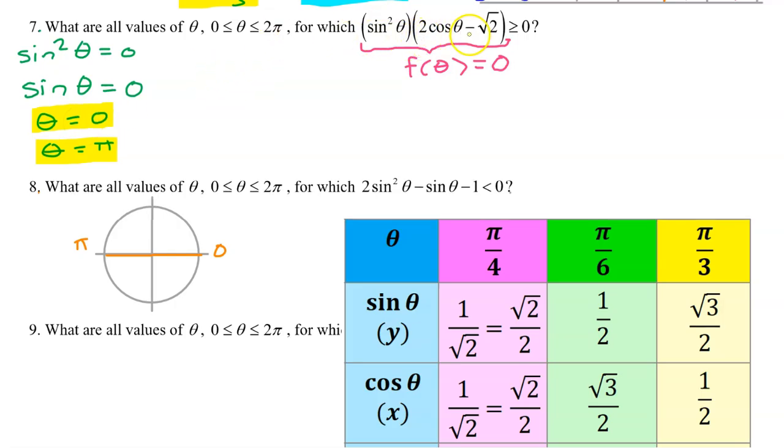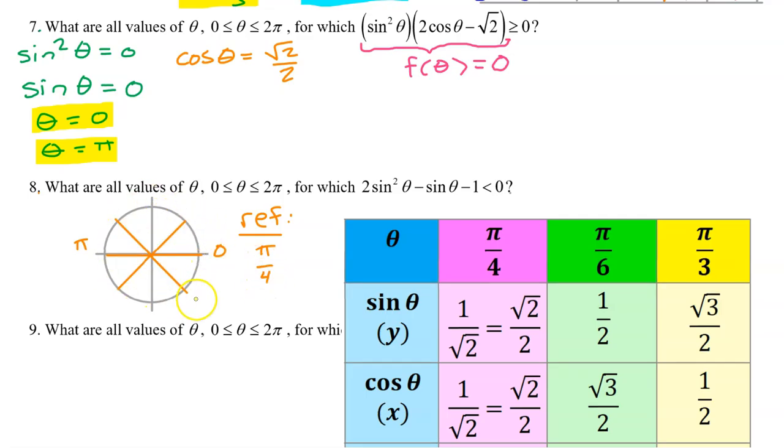Now let's set the second factor equal to 0 and solve. I'm going to do a little of this in my head. We would add radical 2 to both sides and then divide by 2. So we get cosine of theta is equal to radical 2 over 2. You can find the reference angle by asking yourself, the cosine of what is radical 2 over 2? We have memorized that the cosine of pi over 4 is radical 2 over 2, so that means pi over 4 is the reference angle.